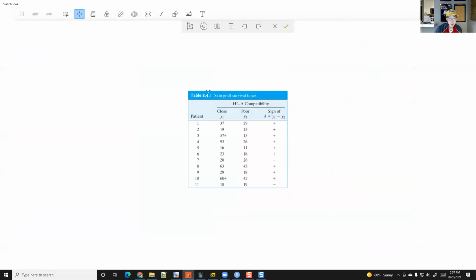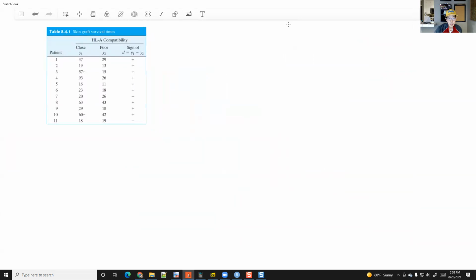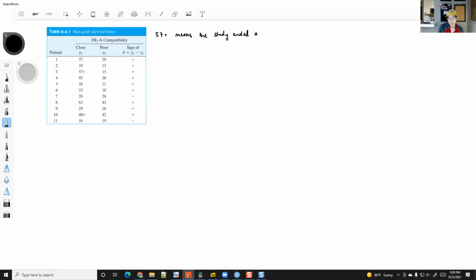Now, some of these numbers we did not get an actual reading for, okay? See this 57 plus? It means our study ended, so we don't know when it got rejected. The study ended at 57 days, and the survival time, whatever it is, is at least 57, right?